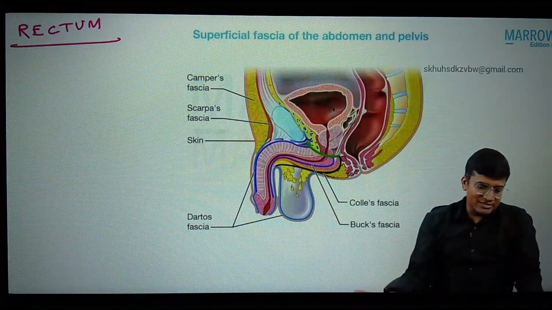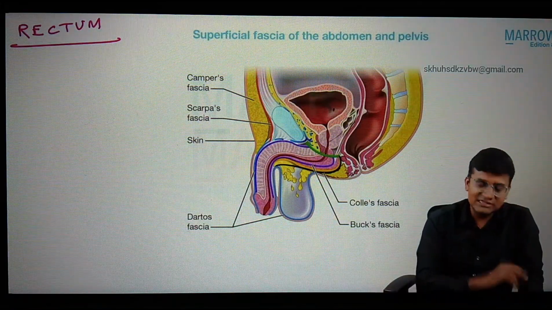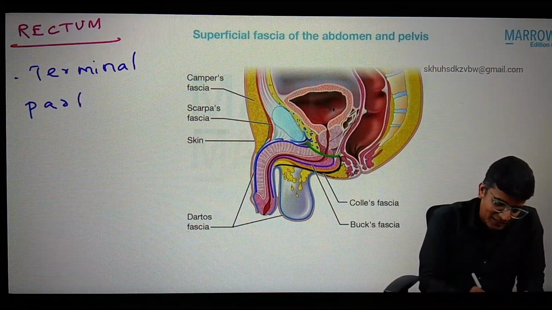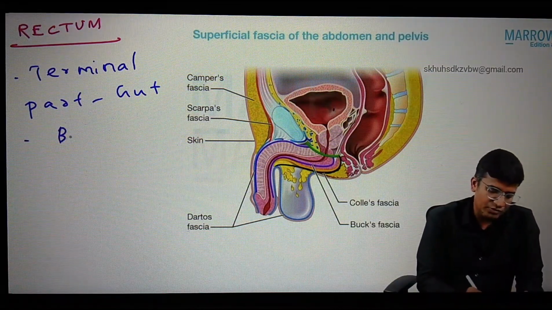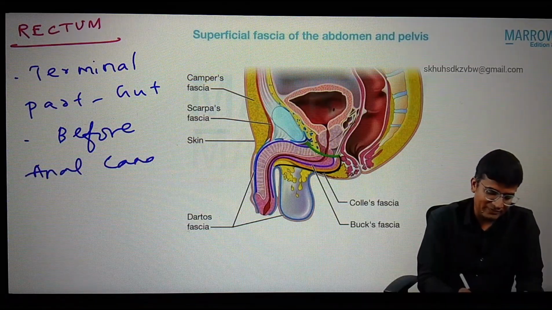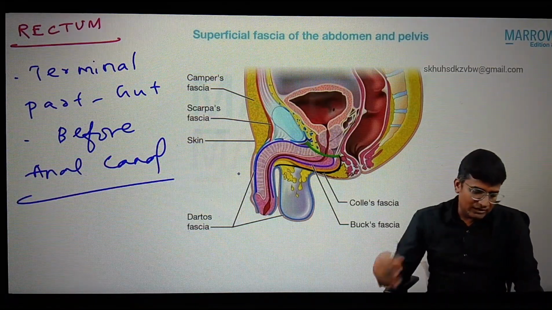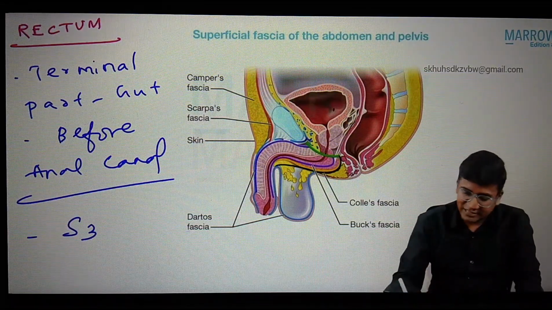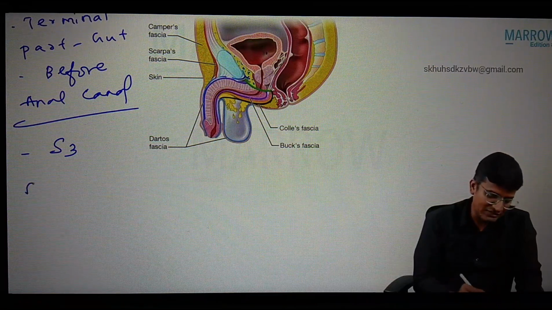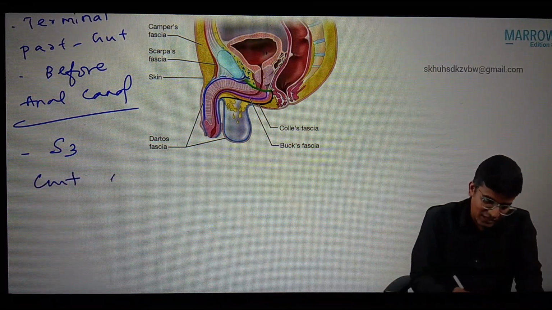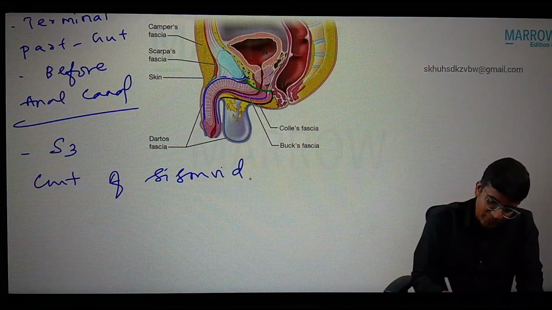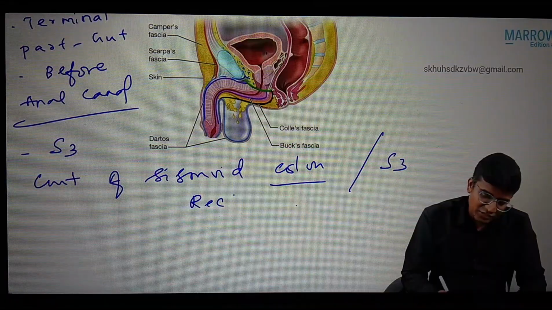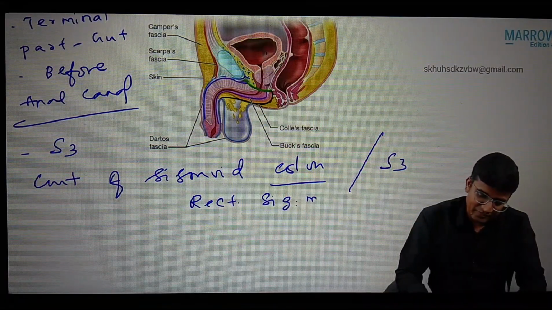Now we're going to discuss some points about the rectum. The rectum is the terminal part of the gut tube before the anal canal. It is a continuation of the sigmoid colon, from the S3 level, at the rectosigmoid junction.